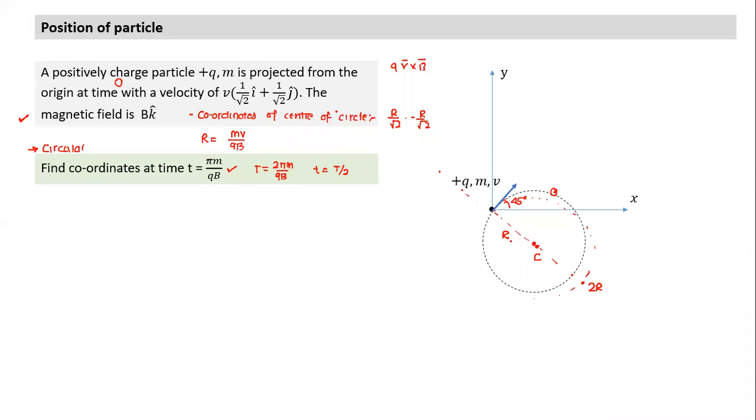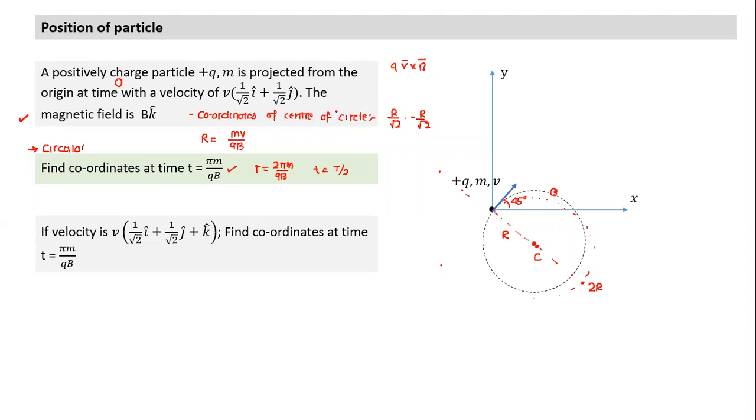Pranav, have you understood? Yes, sir. Okay. What happens if we change the velocity? In addition, we have given some velocity in the k direction also. What is the coordinate at the same time? Pranav, can you tell me what the coordinates will be at this time now? I'll write the xy coordinate.